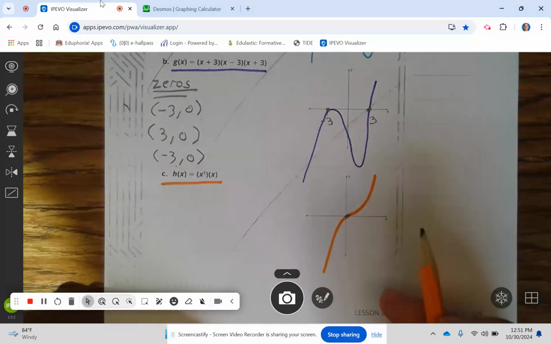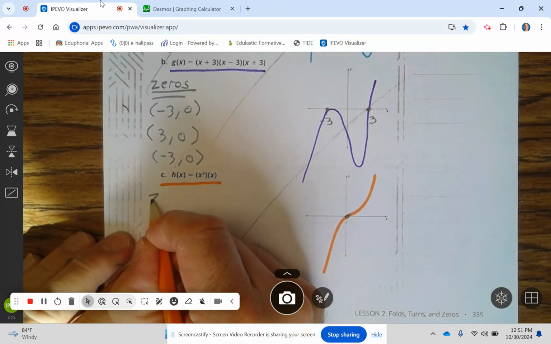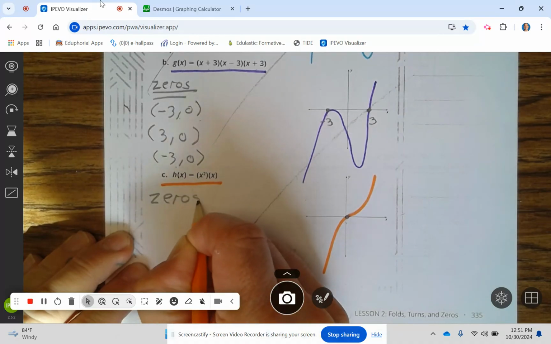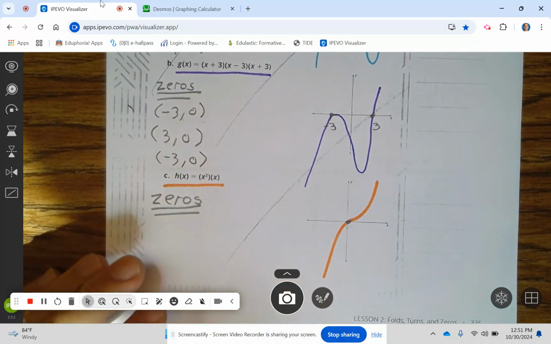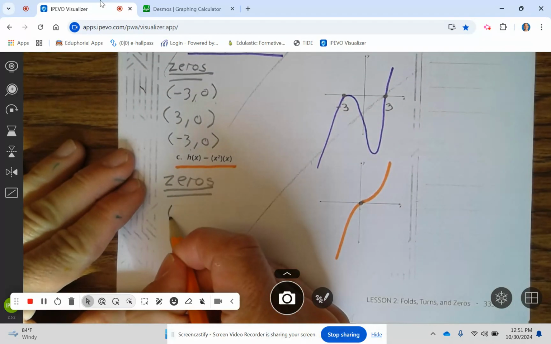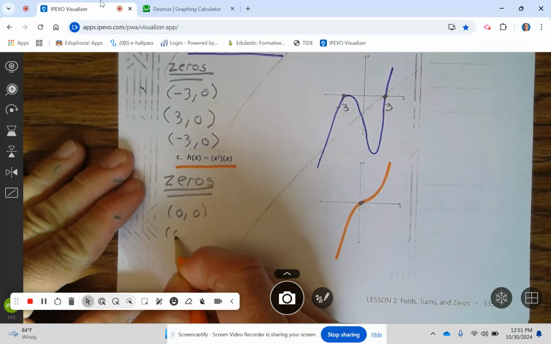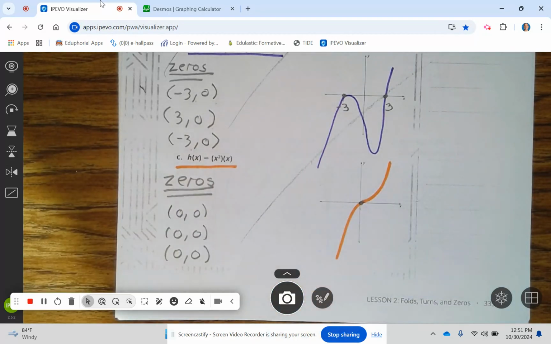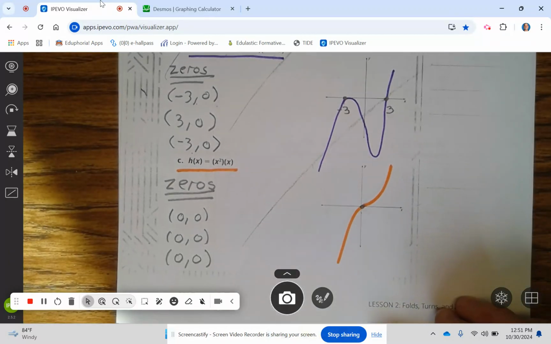Now, the only zero we have is 0, 0, but we know that we have 3 of them, so it's just 0, 0, 0, 0, and 0, 0 are our 3 zeros. Okay, go ahead and finish that up. All right, let's take a look at the next page.